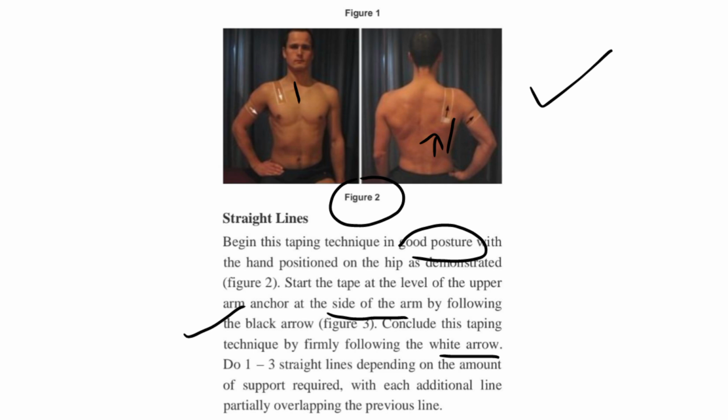Do 1 to 3 straight lines depending upon the amount of support required. If more support is required, we can use more tape, with each additional line partially overlapping the previous line. This is the straight line taping.